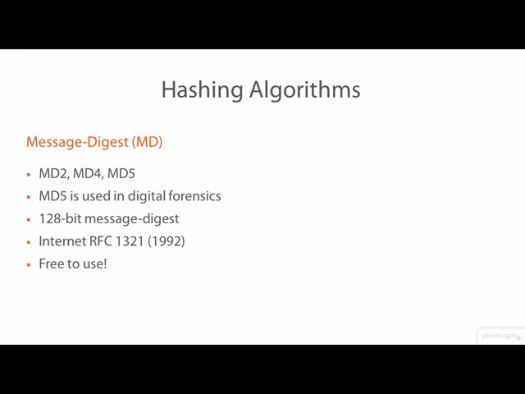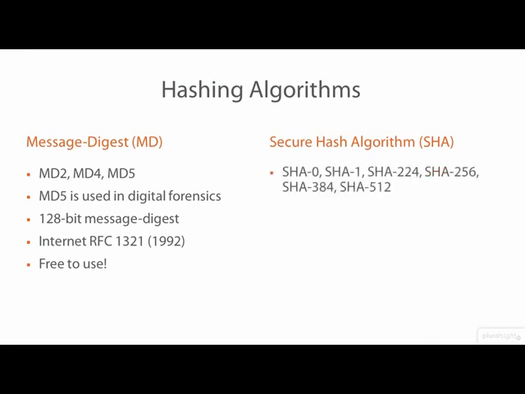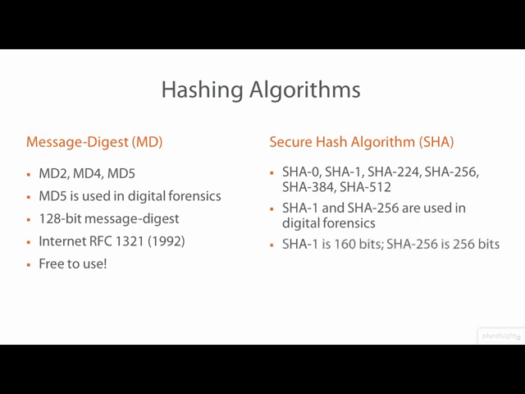The second family used in digital forensics is the secure hash algorithm, pronounced either SHA or SHA. SHA consists of a collection of hashing algorithms that produce hash values of different sizes. Remember my talk about hash sizes and collisions? Of the SHA algorithms, SHA-1 and SHA-256 are used in digital forensics. SHA-1 produces hash values 160 bits in length, and SHA-256 hash values are 256 bits in length, which are both longer than the message digest produced by MD5.